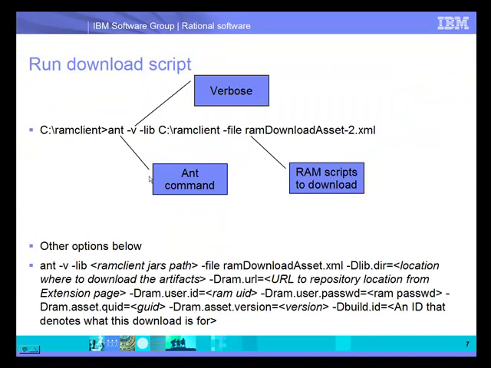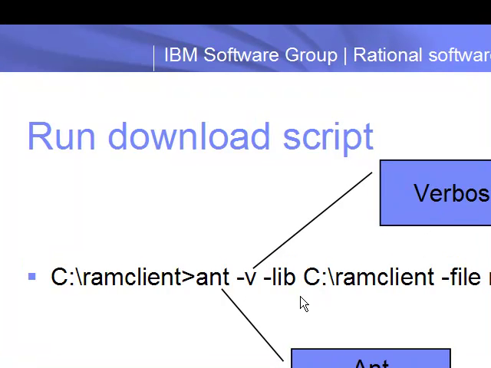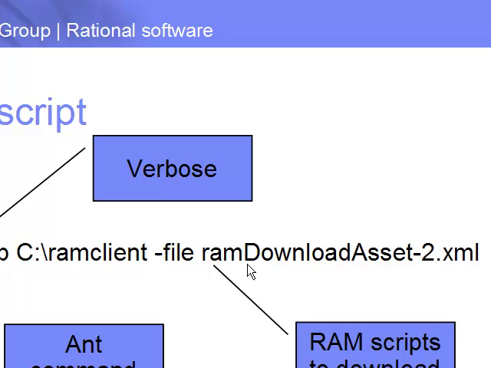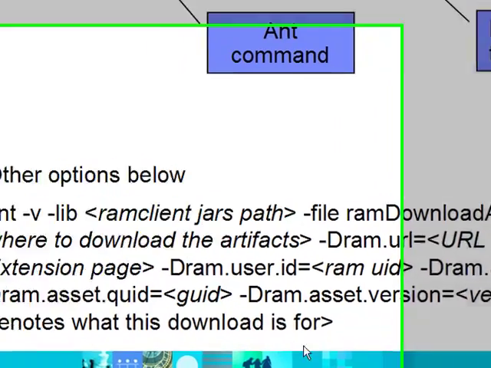Just to summarize how we did this, we typed in the command in the directory where our RAM jar files were that allowed us to invoke ant. Because ant is already in our path as an environment variable, it recognizes this command. We type -v, which makes it verbose, which will show us the nice messages of what's going on. This -lib is just pointing to where the RAM client jar files are. The -file points to what our scripts are that we want to invoke. In this case, the name of the file was ram download asset-2.xml. You also have some other parameters that you can pass in as well.